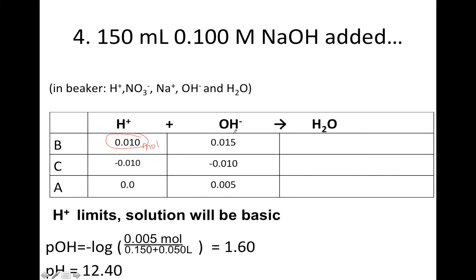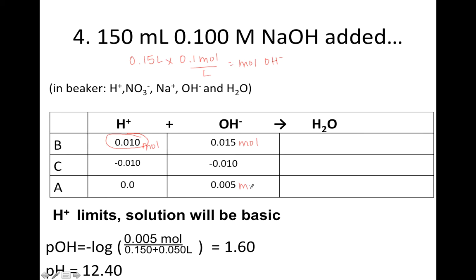Remember, this is moles and this is moles. So we did 0.15 liters times 0.1 mole per liter to figure out the moles of hydroxide. So that gives us this number. And then we did the same with the initial, which was 50 milliliters of a 0.2 molar solution of HNO3. Okay, so if we just compare, we can see that the H plus is totally consumed and there's excess hydroxide.